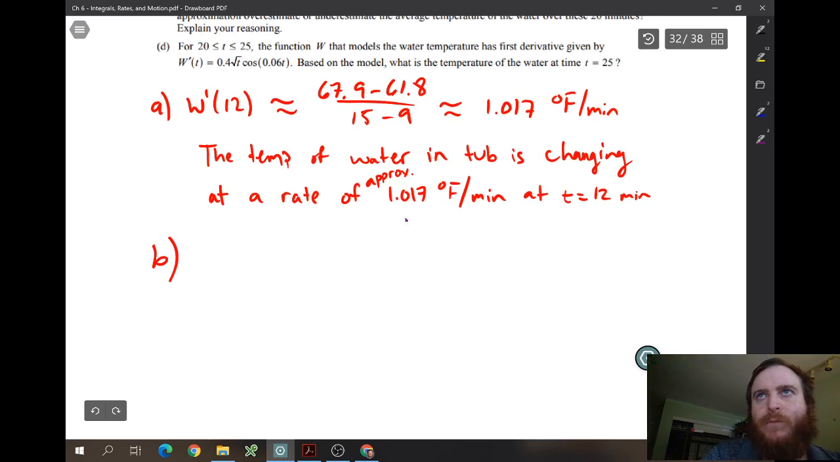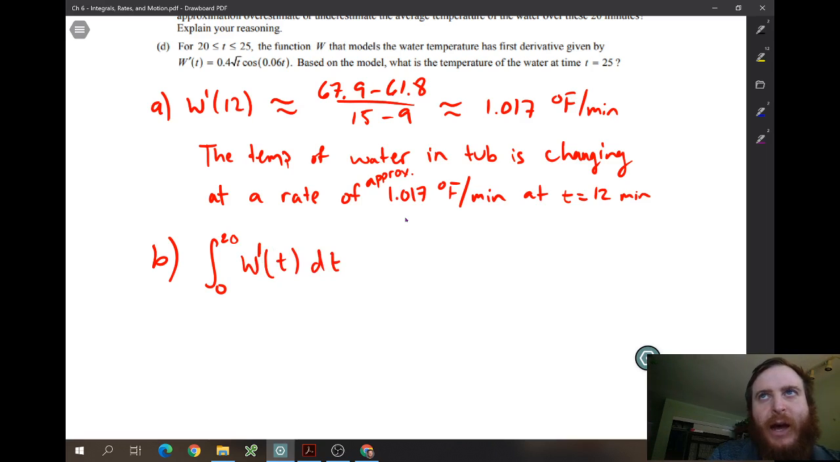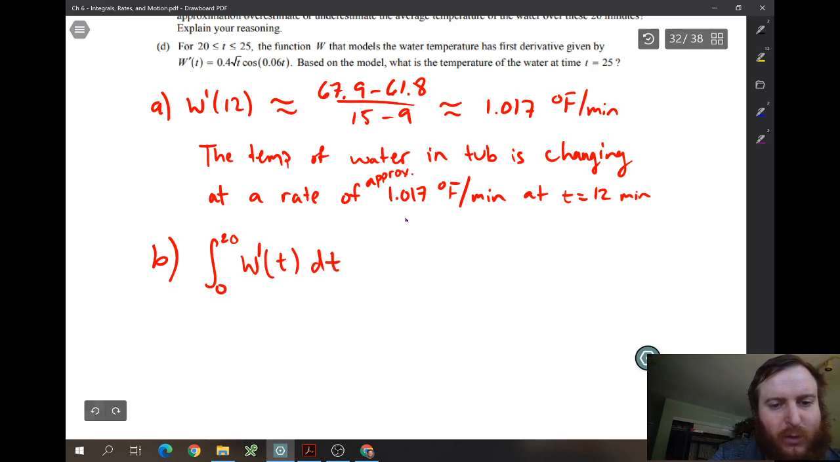Okay, B asks us to do the integral from 0 to 20 of w prime of t. Normally when we get these integrals, we do Riemann sums. But this doesn't have a Riemann sum. It doesn't say approximate, it says evaluate. And we have w prime. This is something that we don't see a lot on the tables, but it can happen.